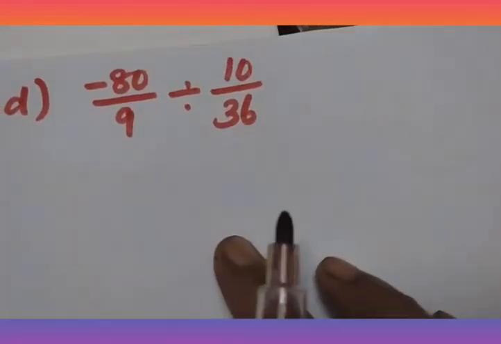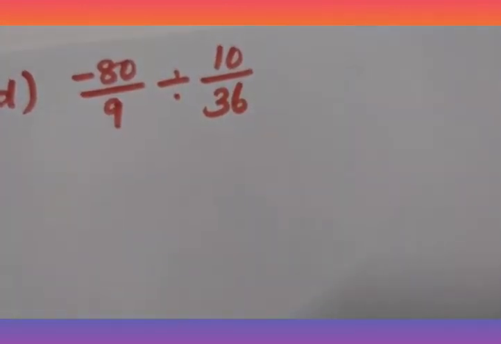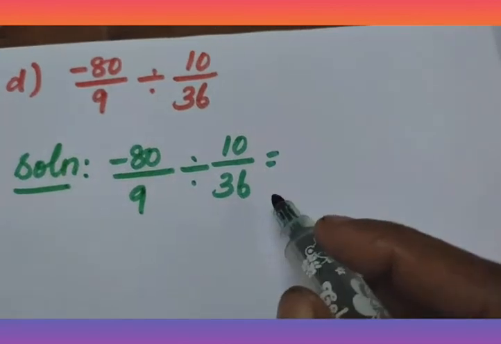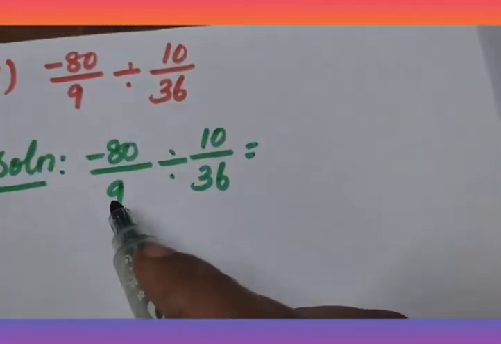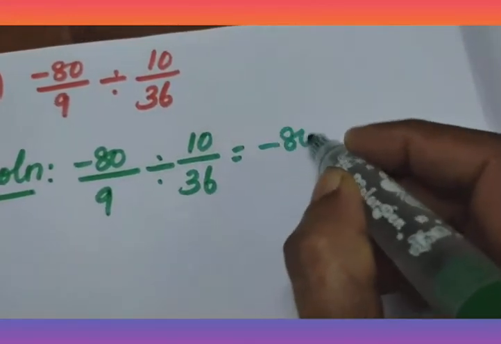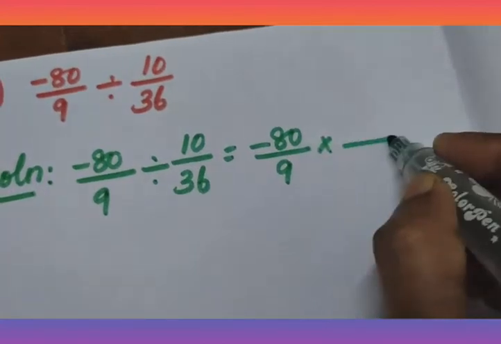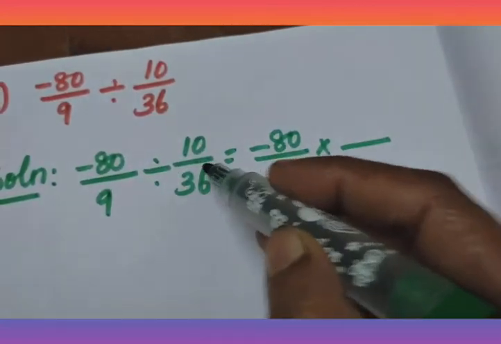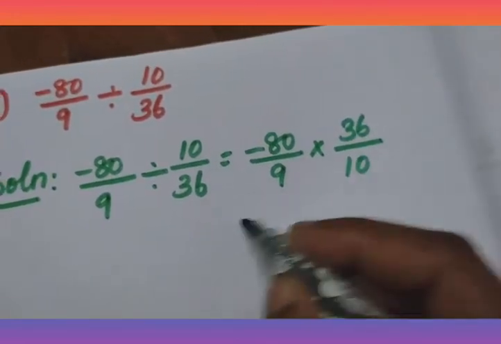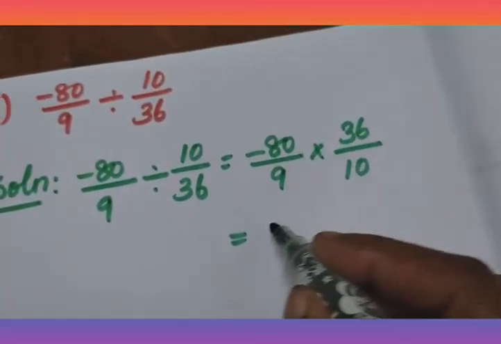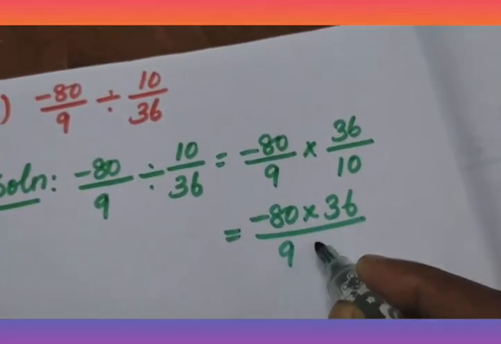Let us do the next example children. Minus 80 by 9 divided by 10 by 36. So first of all take the reciprocal of this divisor, then multiply with the dividend. Okay, so we write the dividend first, minus 80 by 9, then division becomes multiplication. What's the reciprocal of 10 by 36? Yes, 36 by 10. Okay, then multiply the numerator separately, multiply the denominator separately.